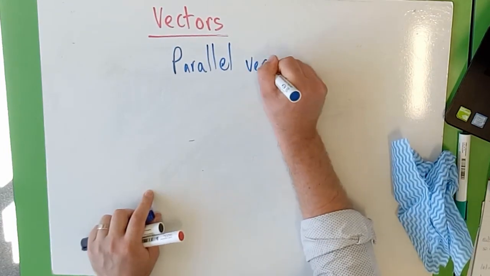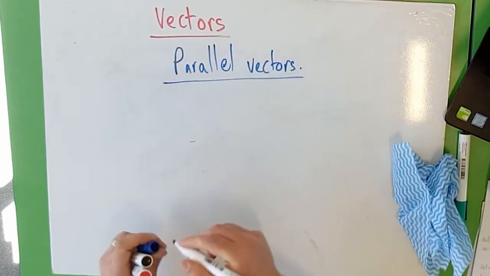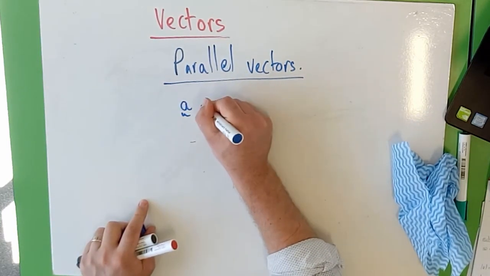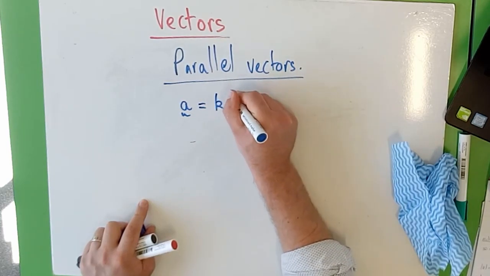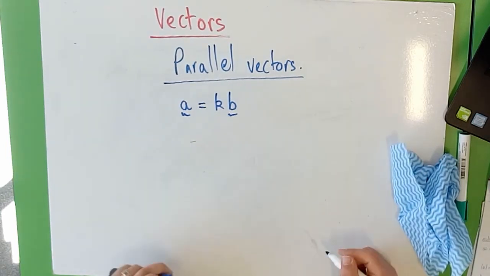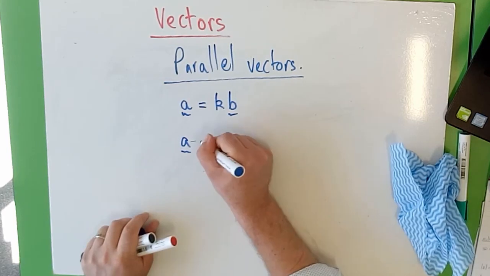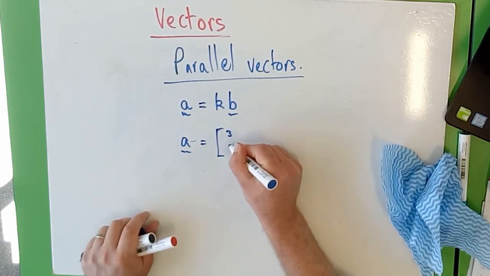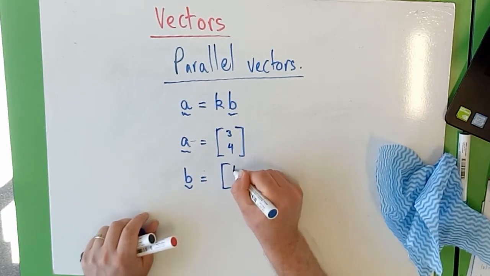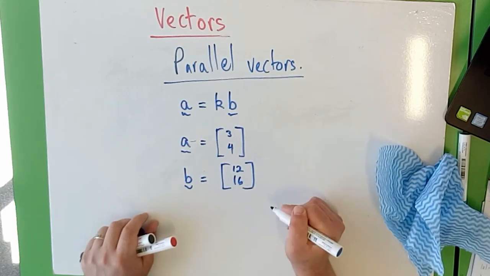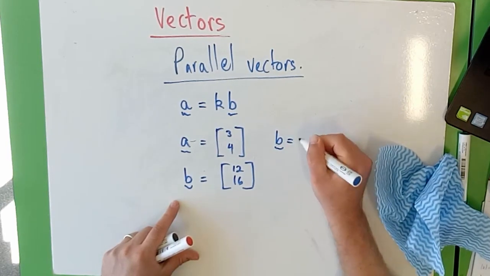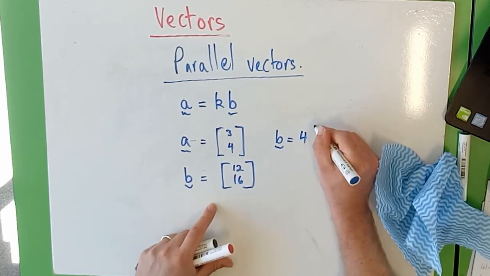Parallel vectors. Vectors are parallel if you can write vector A as a scalar multiple of vector B. If you can write them like this, then they're parallel. So if you've got vector A equal to (3, 4) and vector B equal to (12, 16), then vector B is equal to 4 times vector A.